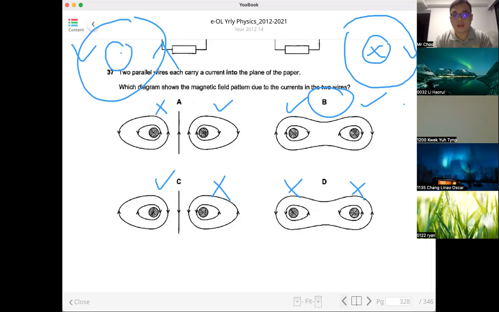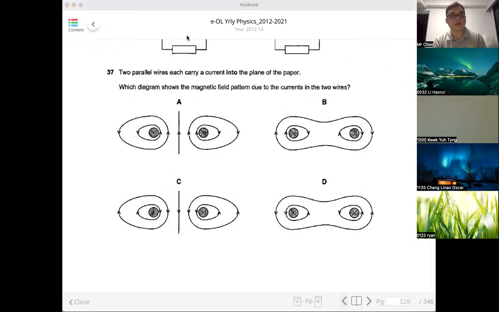Qiao Xing, are you there? Qiao Xing, you cannot hear me, right? Okay, so let's go to the next question. If you understand this question, give me a thumbs up. Thumbs up. How are Oscar, Qiao Xing, are you okay? Okay, very good. Let's go to the next question.